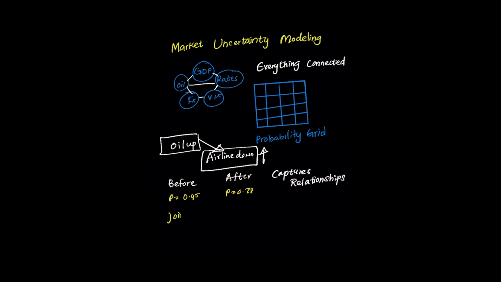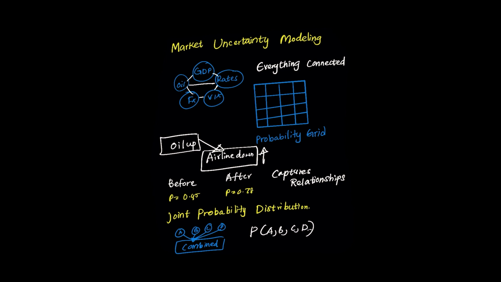Deterministic rules can't handle uncertainty. Binary trees make hard cuts ignoring probabilities. And static thresholds miss dynamic relationships. Joint distributions model the full complexity of interconnected market uncertainties, enabling sophisticated trading strategies.